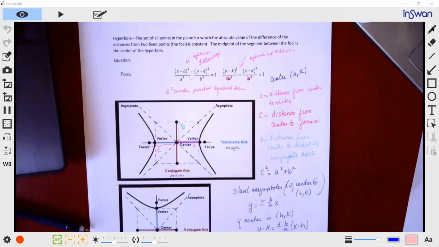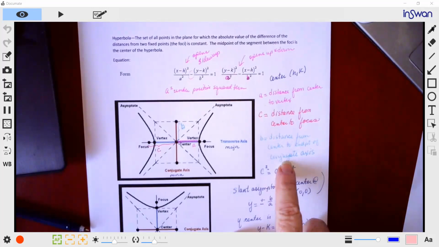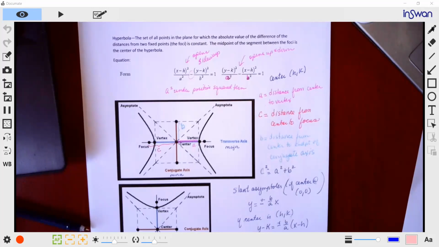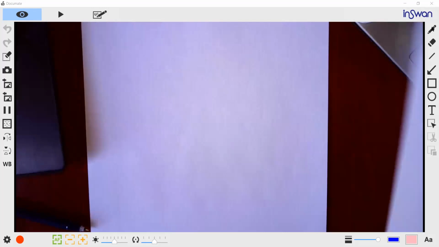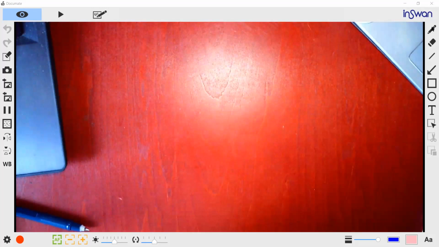A is always the distance from center to vertex. C is always the distance from center to focus. And B is the distance from center to the endpoint of the minor axis. It's just that for a hyperbola, sometimes we call that the conjugate axis. It just depends. So if you'll just practice with the definitions, I don't think these will be too terrible to do really well on the final.